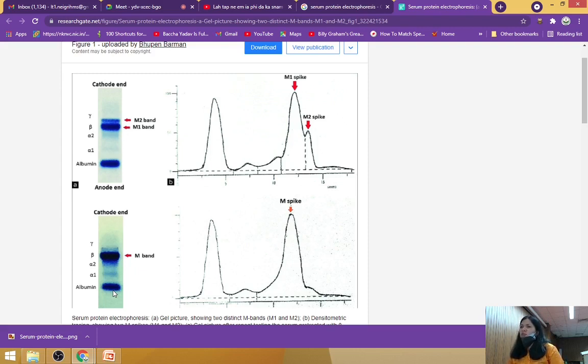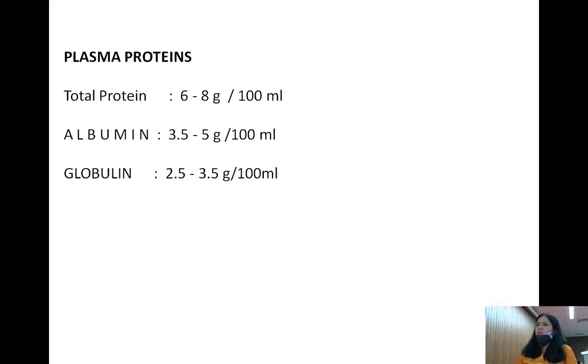The protein which is present in the pre-albumin is, remember, transthyretin, which is required for the transport of thyroxine. Transthyretin sometimes forms a band ahead of albumin, which is known as pre-albumin, and this transthyretin is required for the transport of the hormone thyroxine. Since you can see the band of the albumin is thickest, that means the concentration of albumin is highest when compared to other plasma proteins.